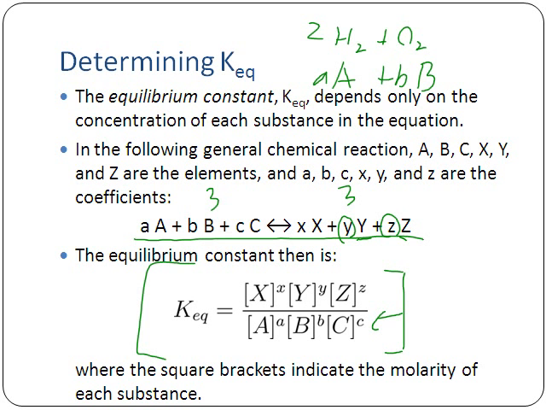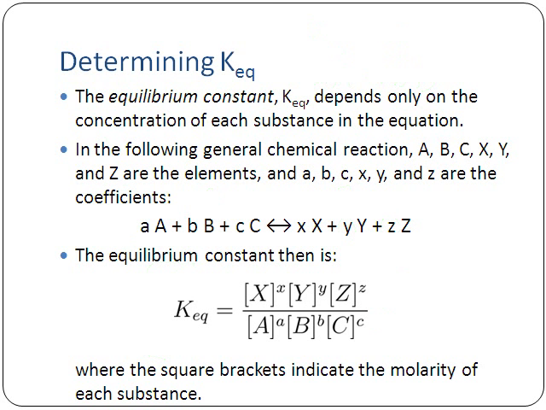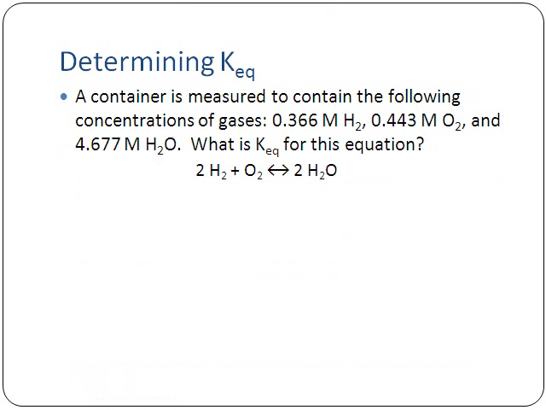Let's do a little bit of this to see how this works rather than just talk about it. It's a lot easier to see this as an example than to explain it. A container is measured to contain the following concentrations of gases: 0.366 molar H2, 0.443 molar O2, and 4.677 molar H2O. What is Keq for this equation? The equation we have is 2H2 plus O2 yields 2H2O, a reversible reaction. Of course, if it is not a reversible reaction, none of this actually works.